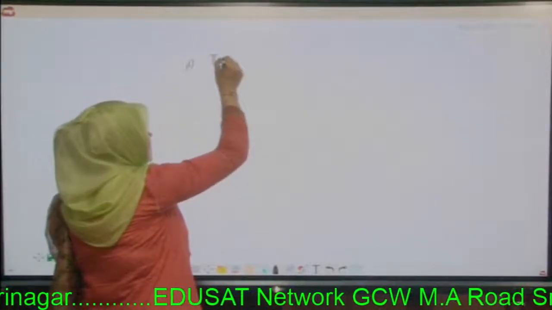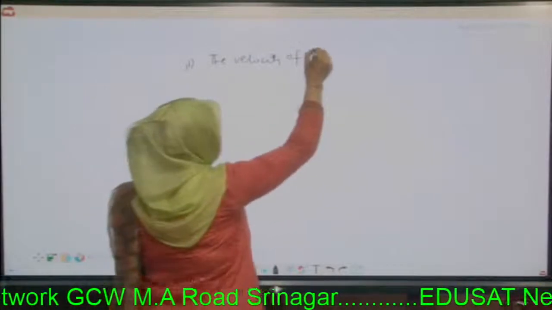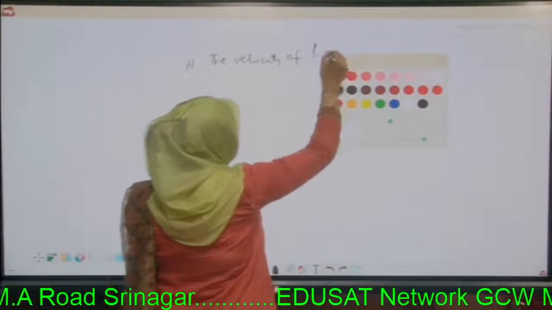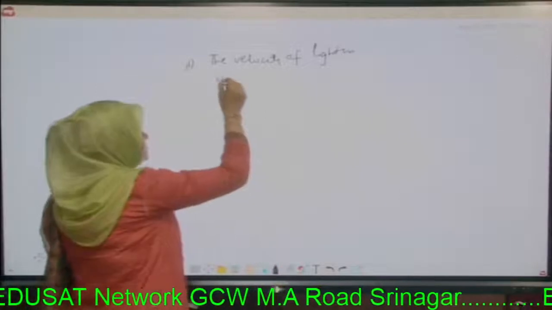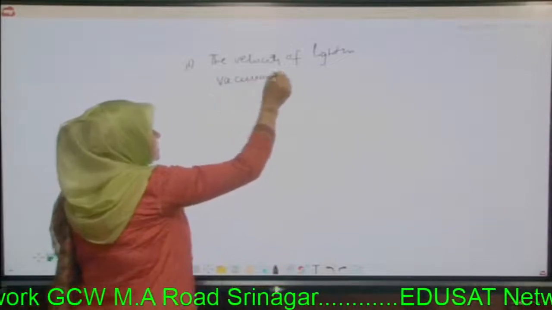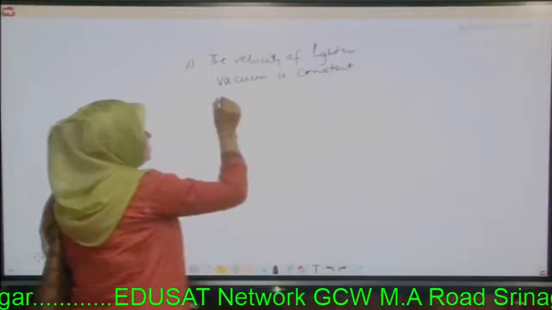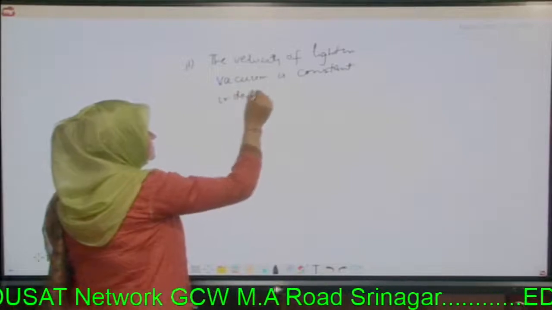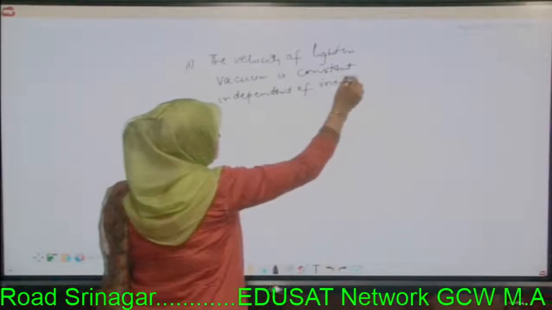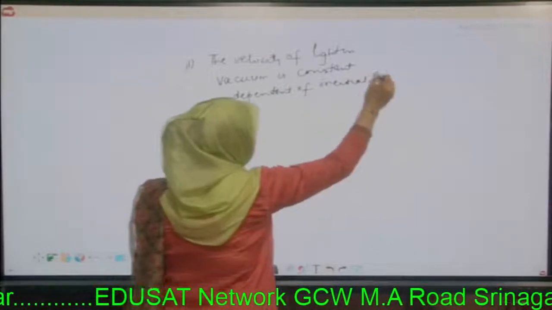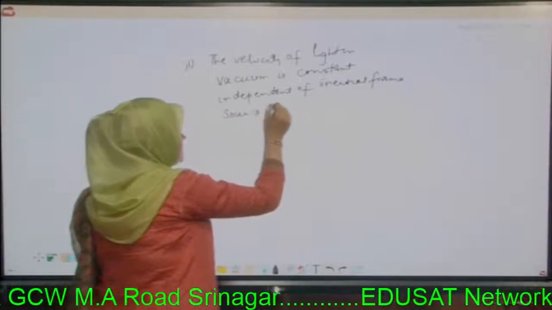Now, the second postulate is that the velocity of light in vacuum is constant, independent of inertial frame, source and observer.